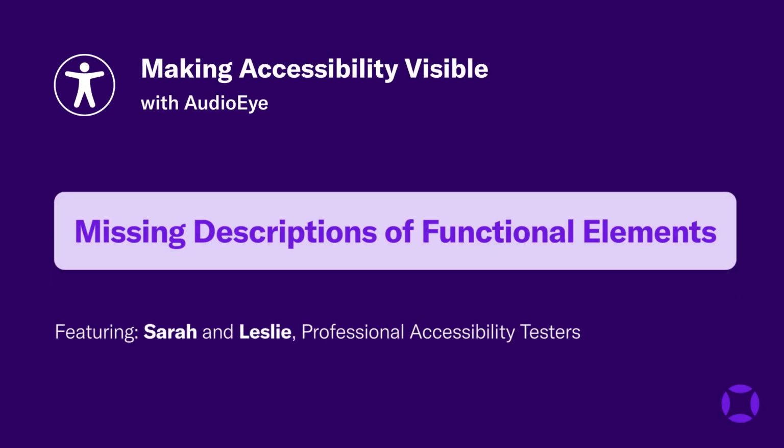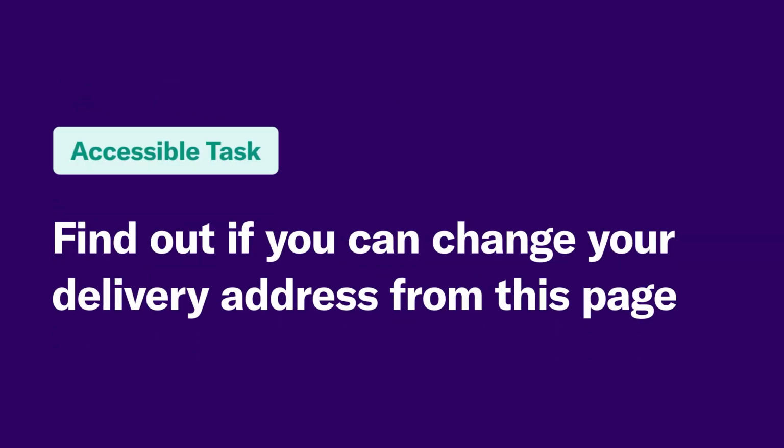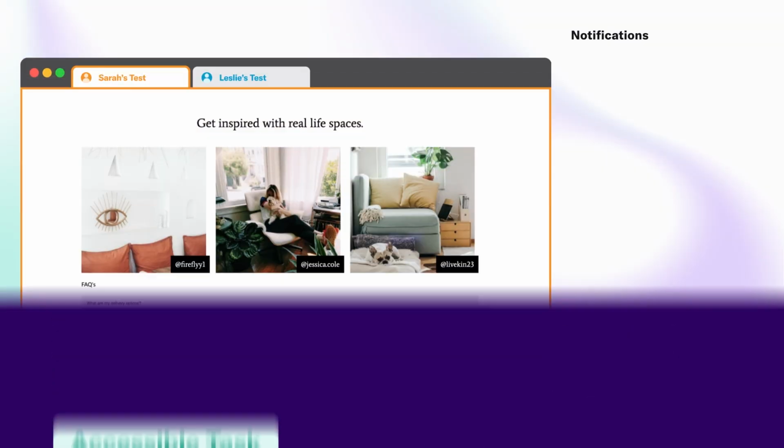Series: Making Accessibility Visible with Audio I. Title: Missing Descriptions of Functional Elements, featuring Sarah and Leslie, professional accessibility testers, who are both blind. They will be testing for missing descriptions of functional elements while using a screen reader. Accessible task: find out if you can change your delivery address from this page.